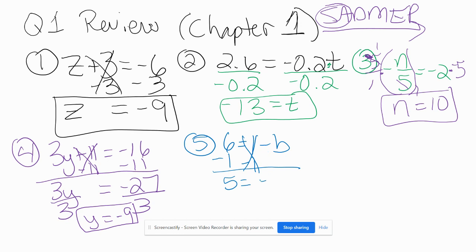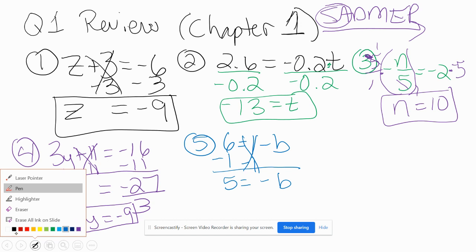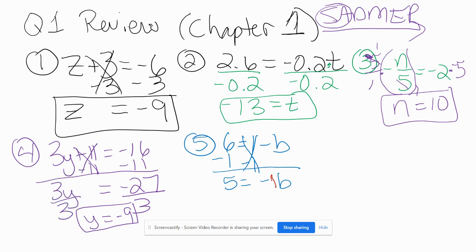But don't forget, we still have that negative with the b. Now remember, that negative there is actually a negative 1 times b. So the opposite of multiplying b by negative 1 is to divide b by negative 1. 5 divided by negative 1 is negative 5. And a negative divided by a negative is a positive b. So we have negative 5 is equal to b.